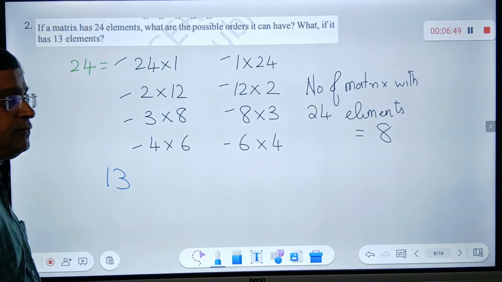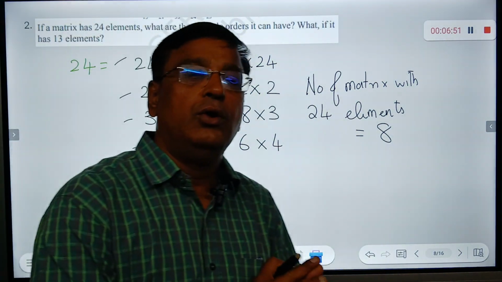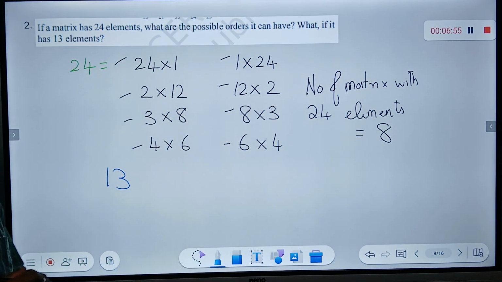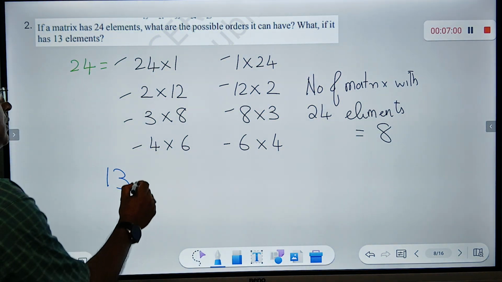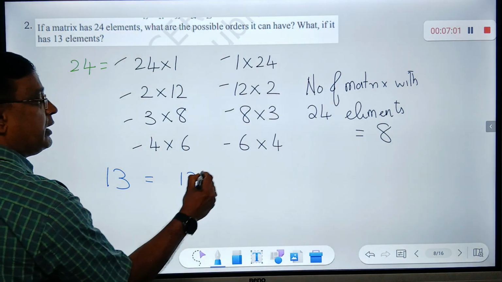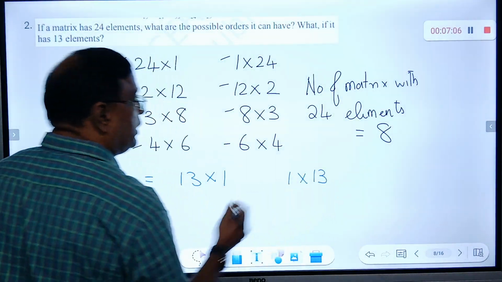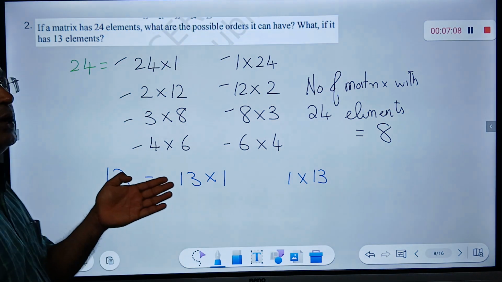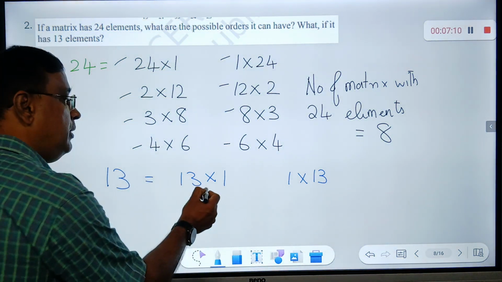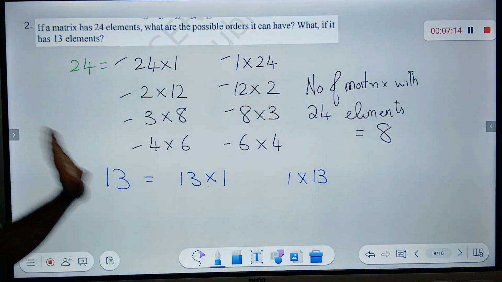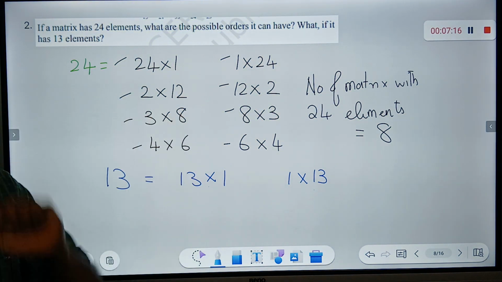Now what is the major difference between 13 and 24? 24 is a composite number, whereas 13 is a prime number. If you want to write it as a product of two numbers, the only way possible is you can have either 13 by 1 or 1 by 13. You can have a row matrix or you can have a column matrix. This is a column matrix, this is a row matrix. So if 13 is a prime number, only two such matrices are possible.